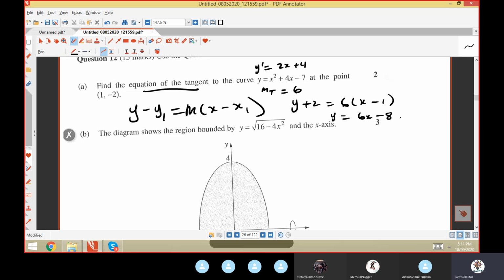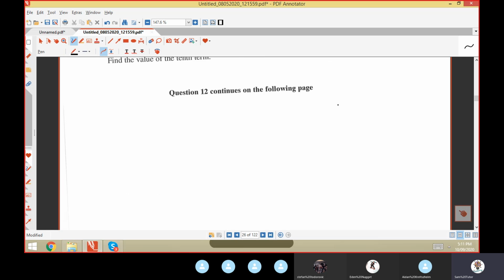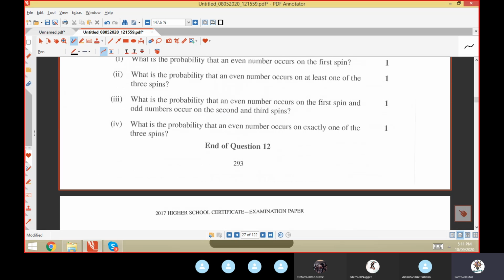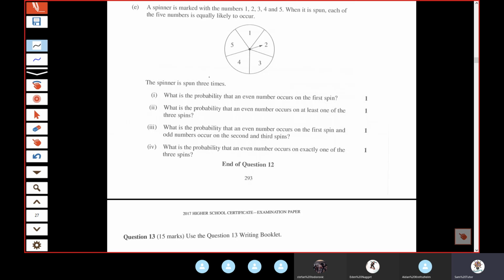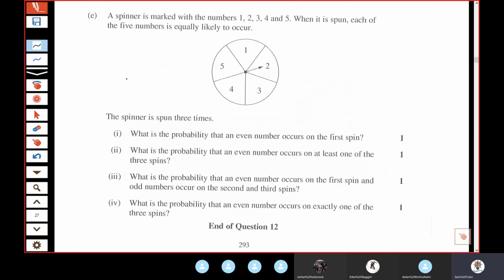No? That's okay. Next one. What else do we have? Probability. Zoom it up. Give you guys a chance to do those.